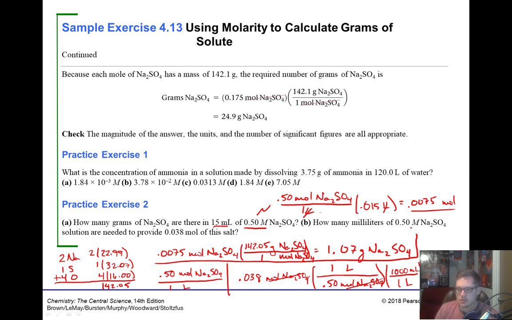So this is in essence saying, if we're doing some sort of reaction, and we know we needed to provide 0.038 moles of sodium sulfate in order for our reaction to take place, and we had a 0.5 molar solution, we could just get 76 milliliters out of this, measured out in a graduated cylinder or volumetric pipette. Bob's your uncle, and you're ready to roll.